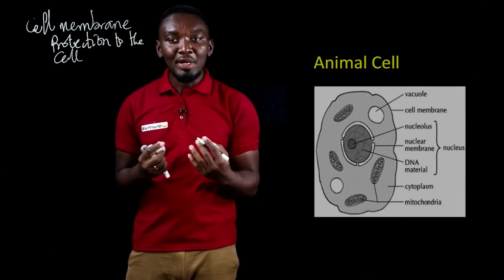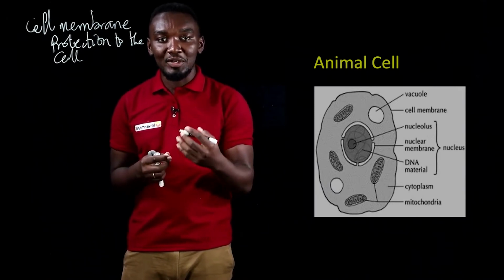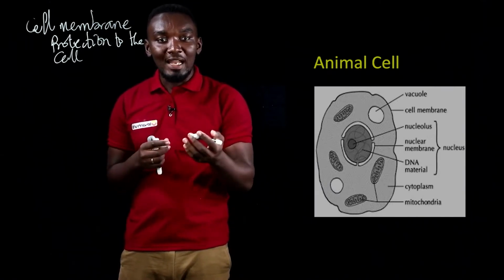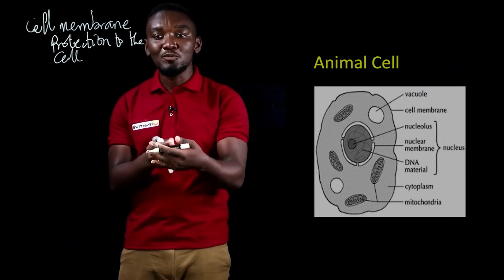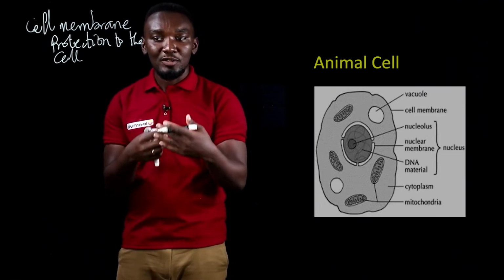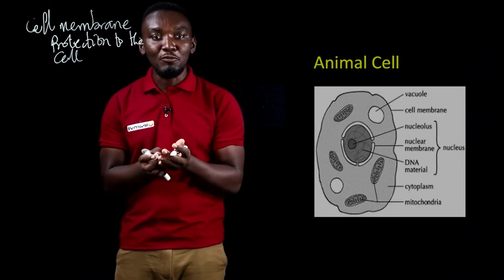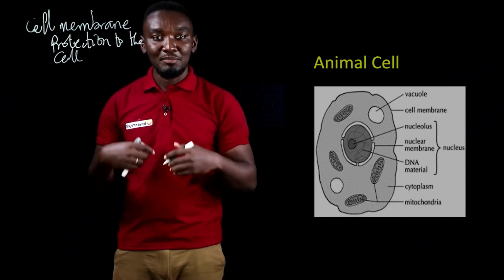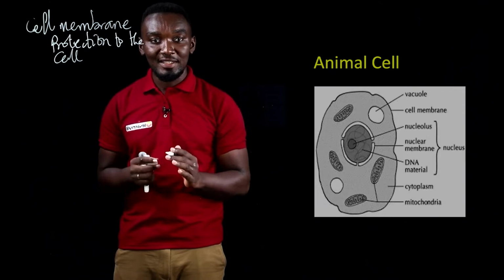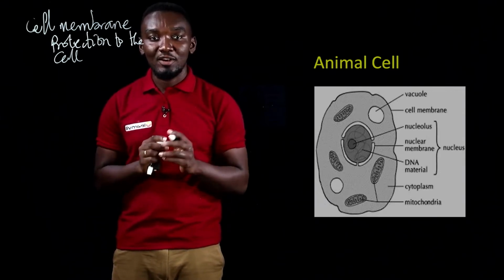The cell membrane also allows the materials that are within the cell to move in and out of the cell. So it allows materials to move in and out of the cell. But the primary function is to protect the inner structures of the cell.